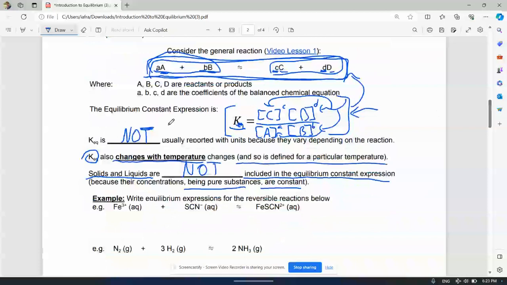Now, we also mentioned that the K is not reported with units because they're so different. K does change with temperature, so we have to specify what temperature it's recorded at. And solids and liquids are not included in your equilibrium expressions because they don't really have true concentration, so to speak. Their concentrations are constant because they're usually pure substances. So the only things you will include are gases and aqueous species. And so we'll see that in the next video.